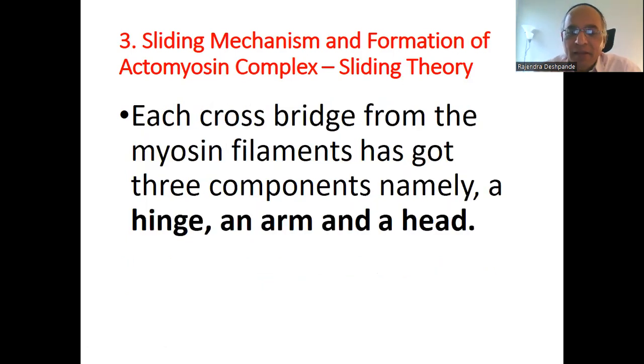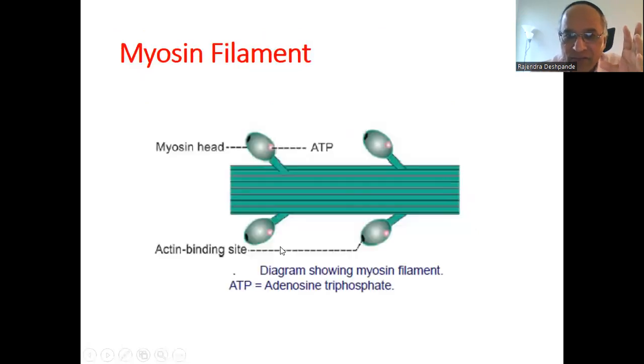Okay. Each cross bridge from the myosin filaments has got three components. We are now discussing about the myosin. Hinge is there, arm is there, and head is there. Okay. Here you can see this is the head of the myosin, and this is an actin binding site. Okay. This is for ATP. ATP is nothing but the adenosine triphosphate. This is energy molecule.